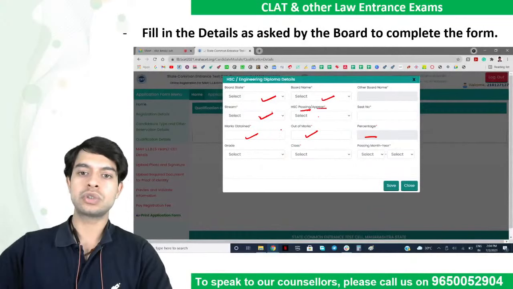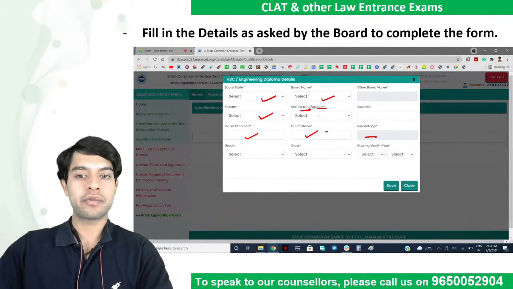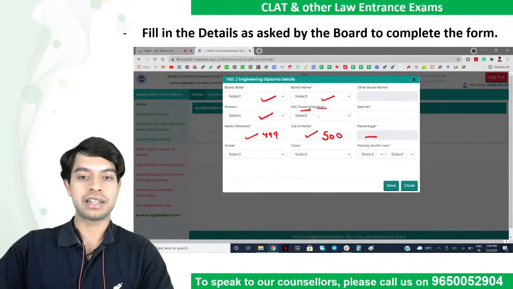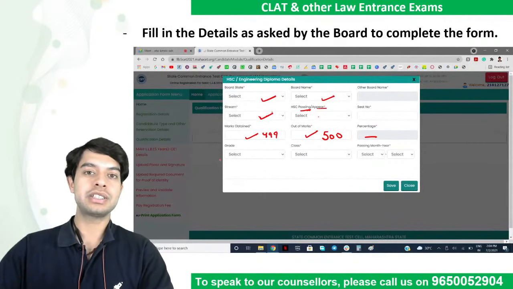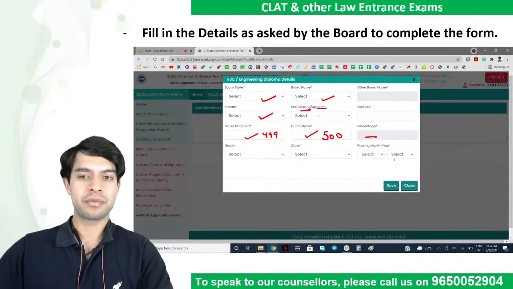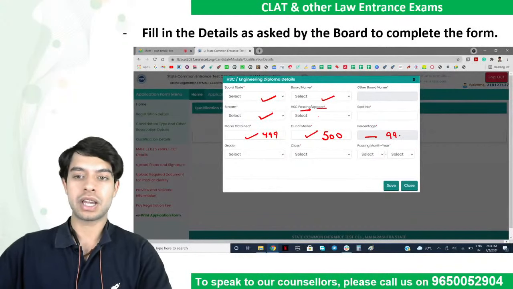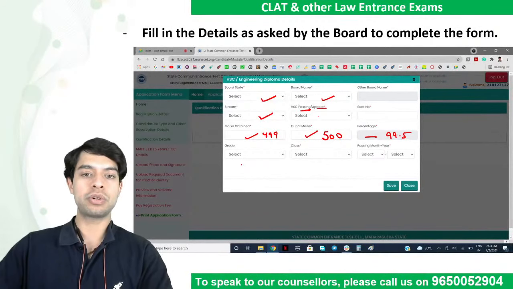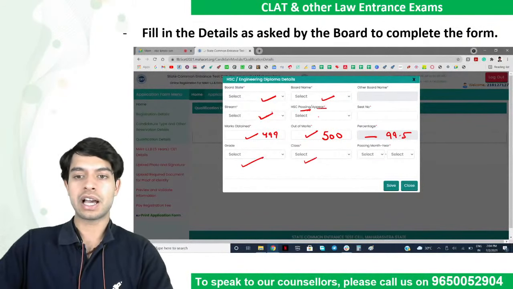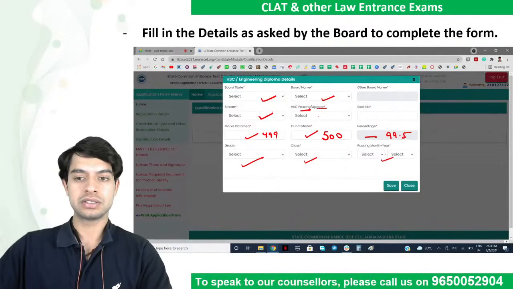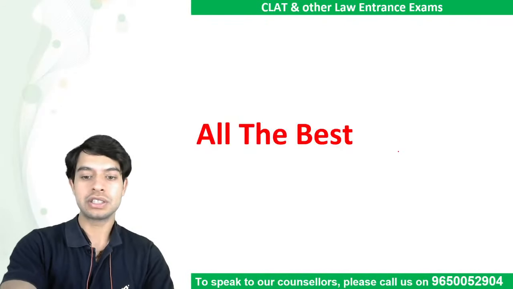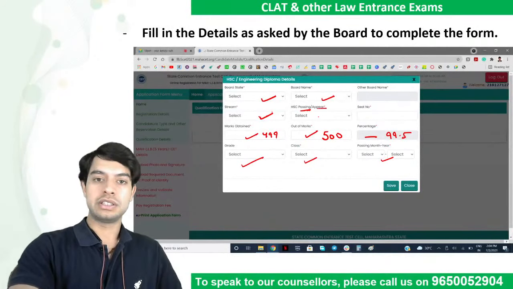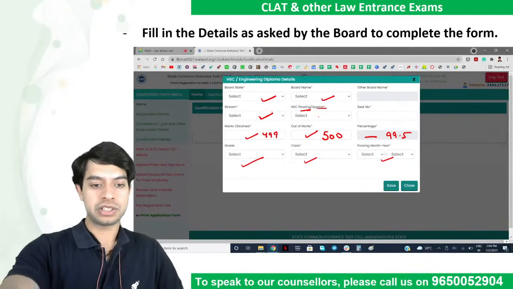Don't worry. You just need to write down, like there are five subjects, so 500 में से अगर आपके 499 आए, then the percentage is 99.5. All right, then percentage अपने आप आ जाएगी. That's how. If there was a grading system in your board, then you have to select the grade, the class, and the passing year. Then you have to save the changes. So guys, these are the details that you need to fill in the MH-CET form.